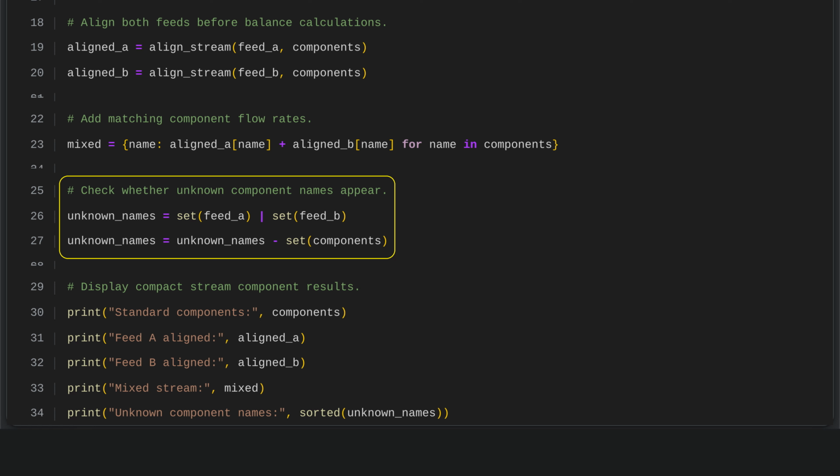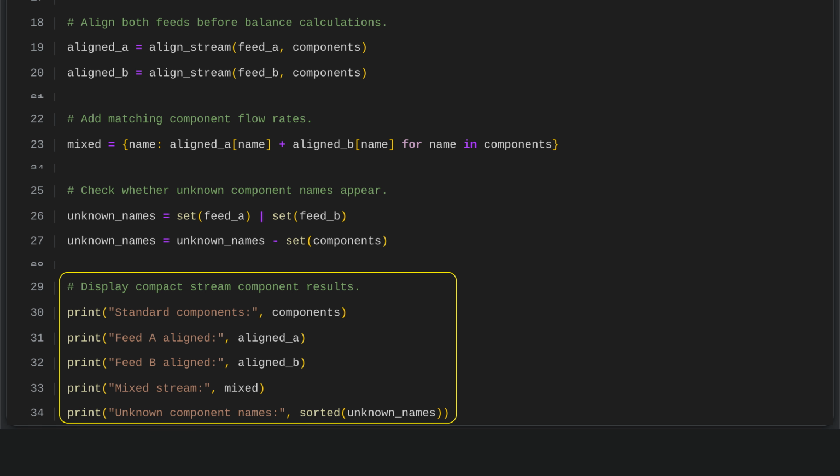Combine the component names from Feed A and Feed B to find all unique components in the streams. Then compare that combined set with the standard component list. Any remaining names are components found in the feeds that are not recognized as standard, helping identify unexpected or unknown entries.